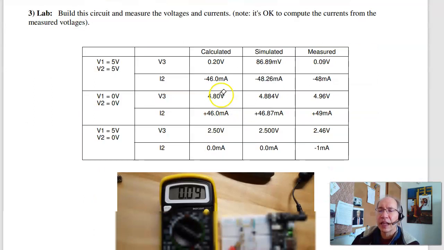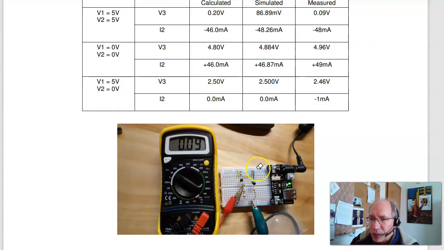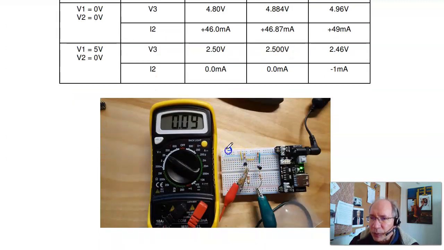In lab, the trick is now build it. So here's my half H-bridge. Here's my 5 volt rail. Zoom in a little bit on that. So there's my 5 volt rail. Here's my 0 volt rail. Here's my two transistors, the NPN, PNP.